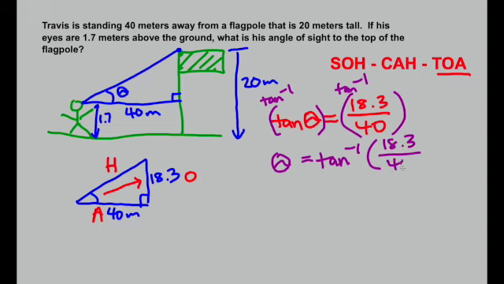Now you can go ahead and convert this into some sort of a decimal. It'll be a little bit less than 0.5, but there's no need. Grab your calculator, hit the second button, then hit tan. That'll give you inverse tan. And then hit 18.3 and then divided by 40. So if you've done that correctly, you will get about 24.58 degrees.